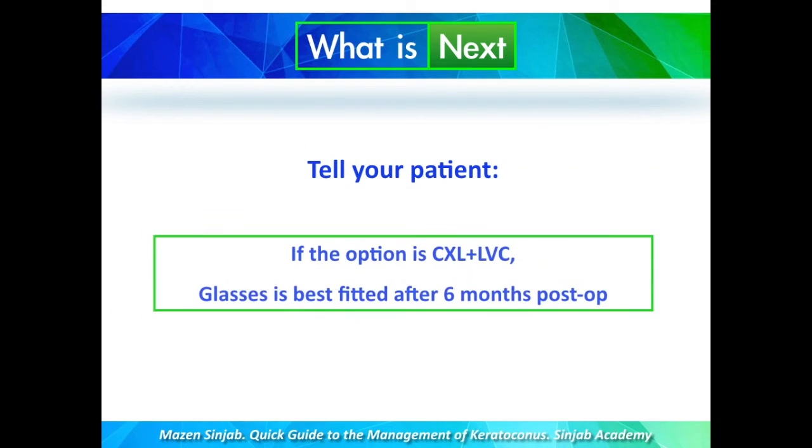Tell your patient that if the option is corneal cross-linking with laser vision correction, glasses are best fitted after 6 months post-operatively. It does not mean that the patient will stay without any correction during this period, but he can use glasses and later we can change the power.